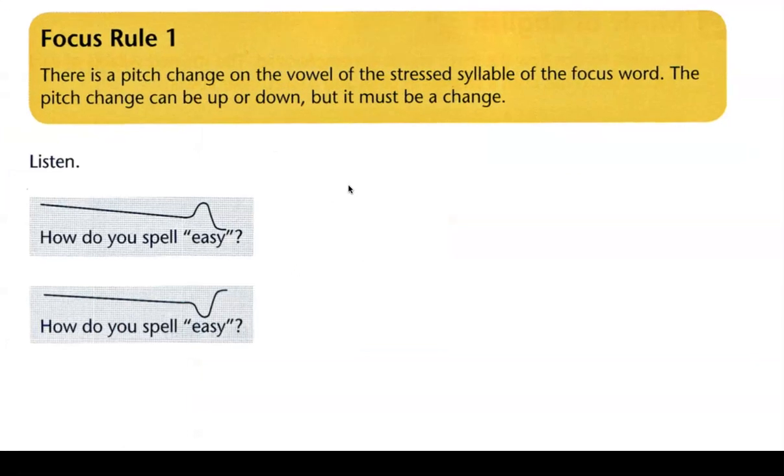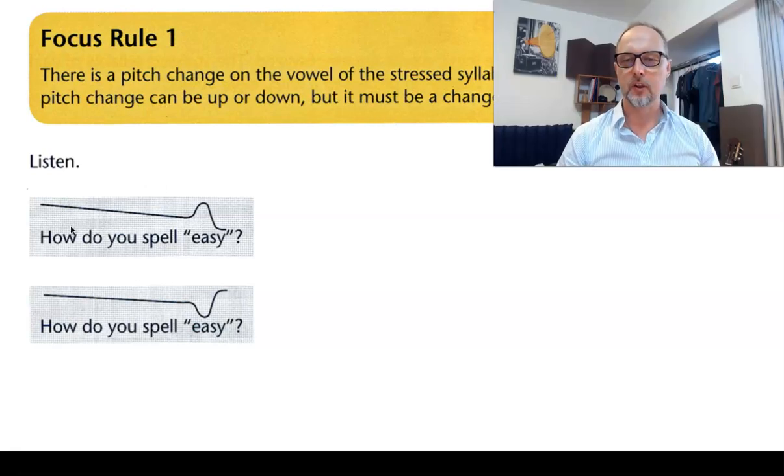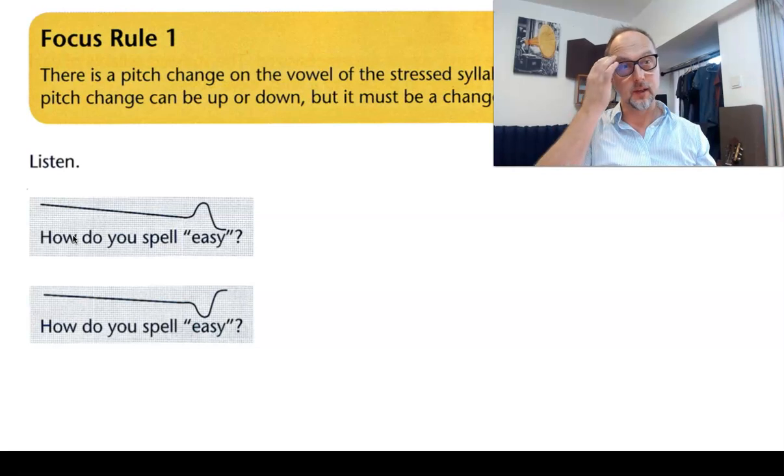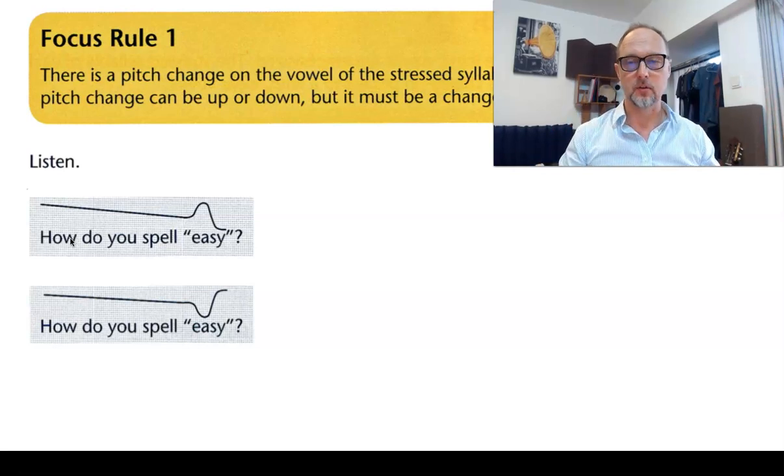And the rule was that there's a pitch change on the vowel of the stressed syllable of the focus word. The pitch change can be up or down, but it must be a change. So it can be, how do you spell easy? Or it can be, how do you spell easy? Okay, it can be up or down and up.